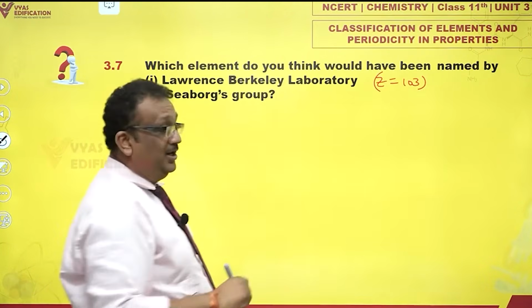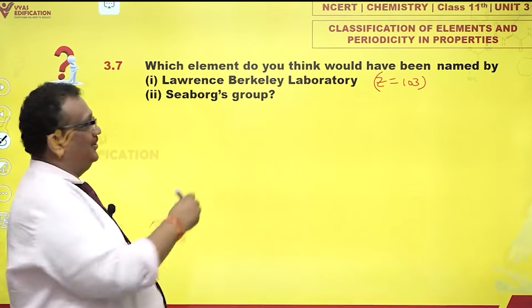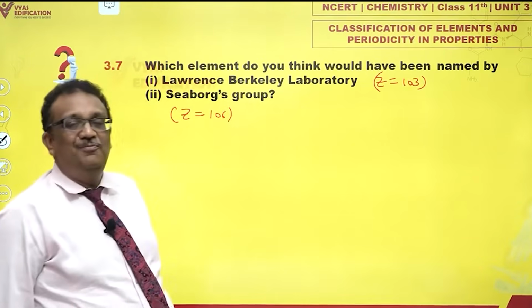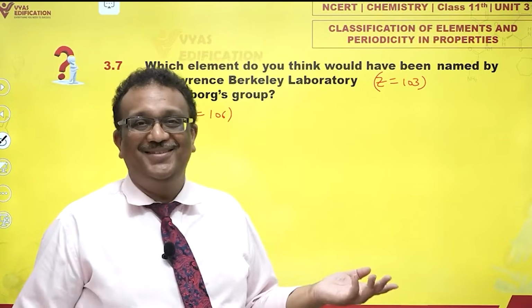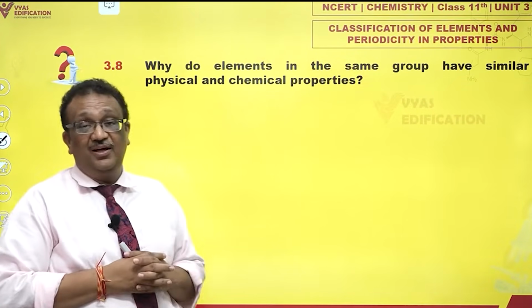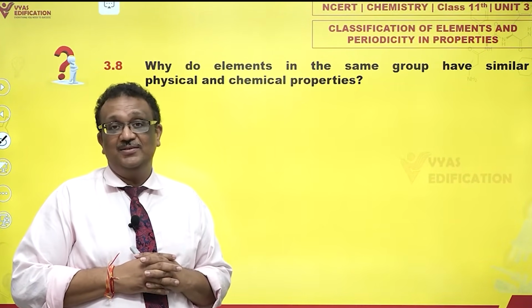Lawrencium, they started calling it, and seaborgium, and that is atomic number 106. They simply named it after themselves. That's it.